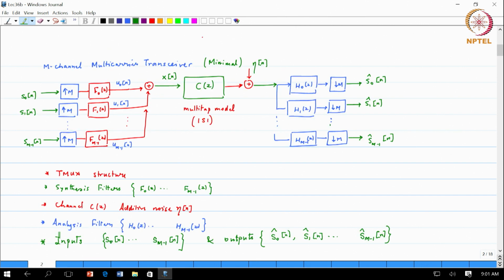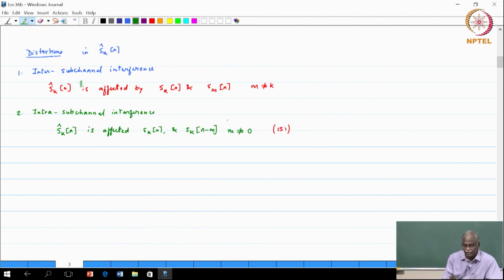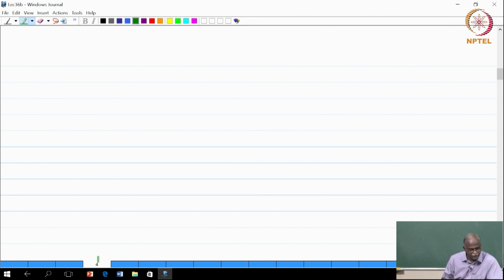Okay, so a couple of other observations, again just by way of reminder. If you think of each of these as sub channels S0, S1, S M minus 1, then they could interfere with each other, that would be inter sub channel interference. And then you could have ISI between the elements or the symbols of one sub channel, that would be intra sub channel interference. Both types of interference need to be addressed and need to be resolved.